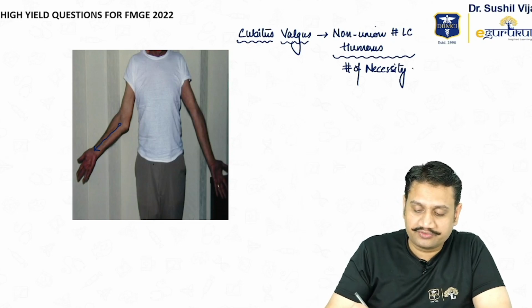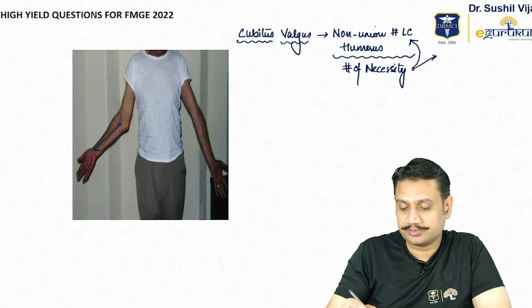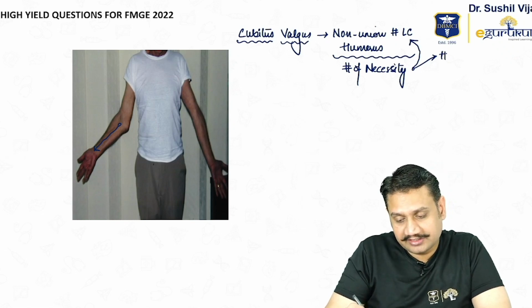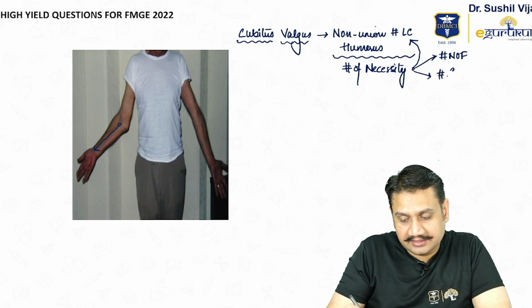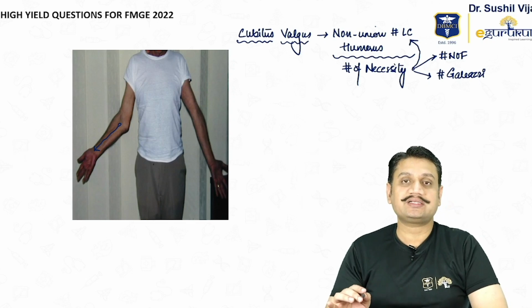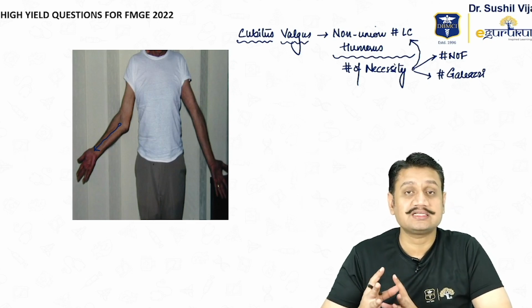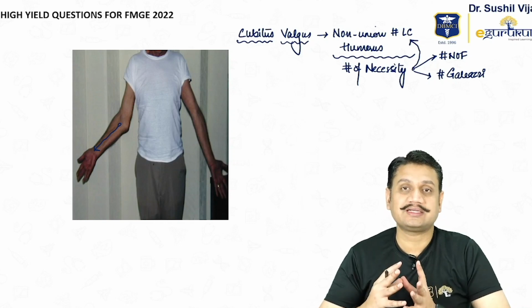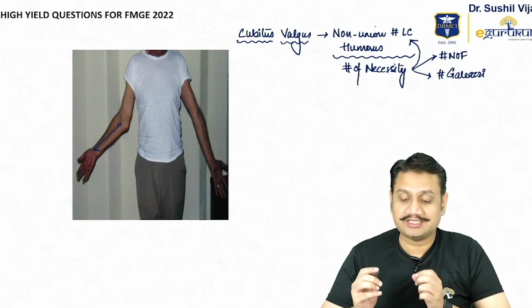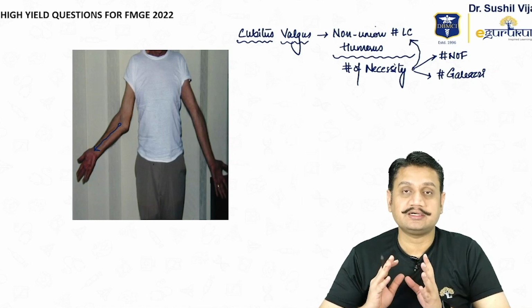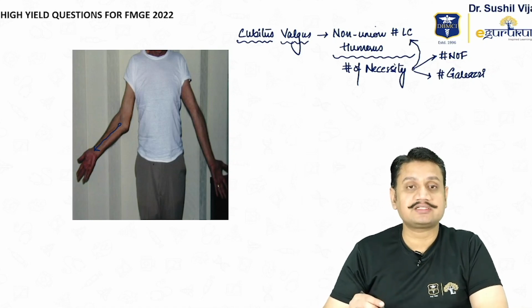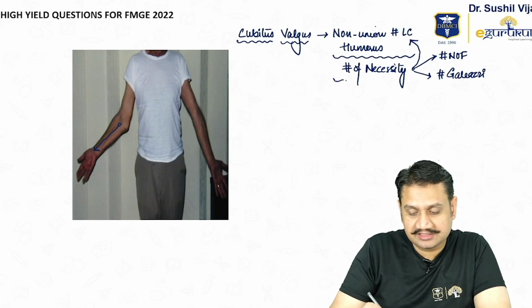So we know three major fractures of necessity. One is this itself, the fracture lateral condyle of humerus. Second is the fracture neck of the femur, and third is fracture Galeazzi. These are the three most important injuries which in every case require surgery. There are certain other fractures of necessity, but not all 100% of cases require surgical intervention. So these three are the most important ones. Please just remember them. Fracture of necessity means the fracture which needs surgical intervention.